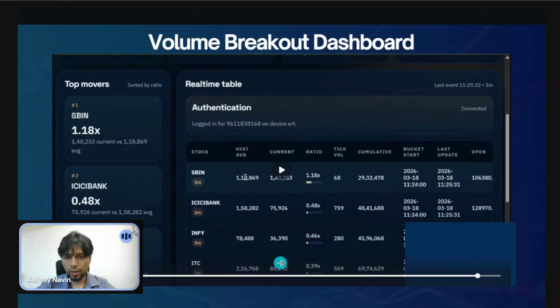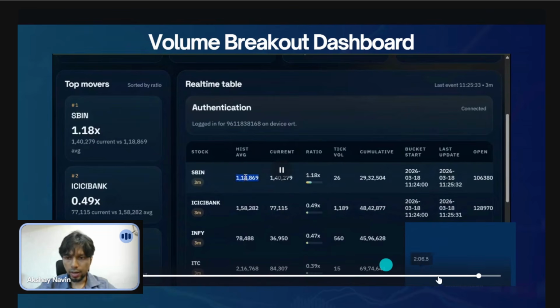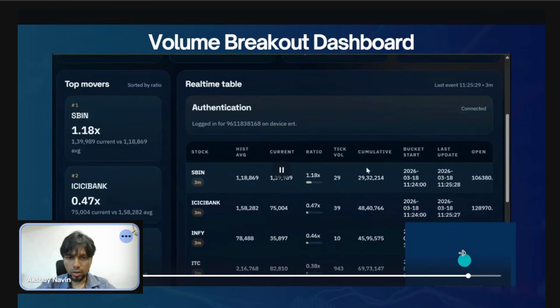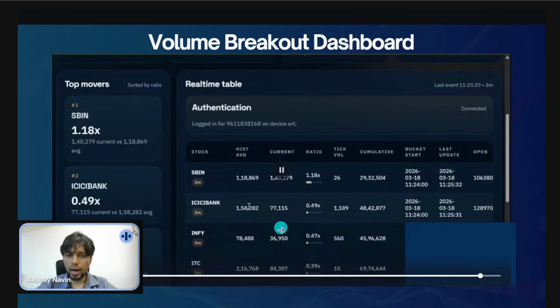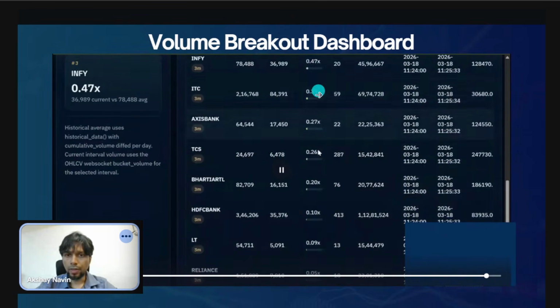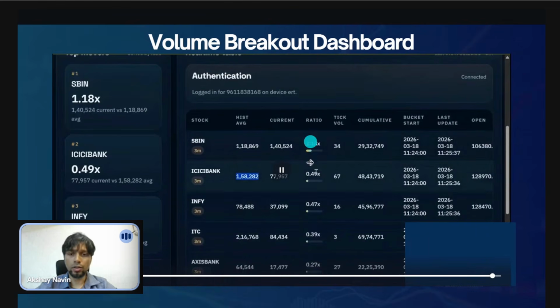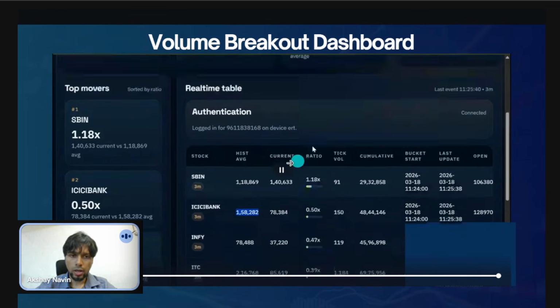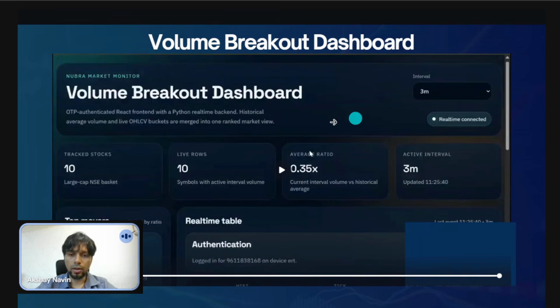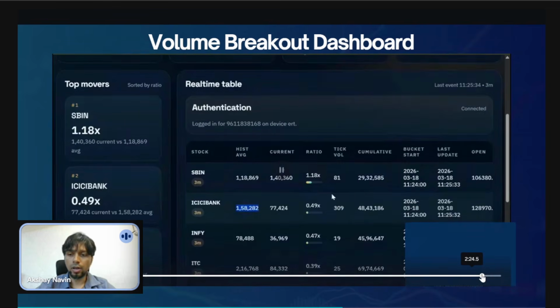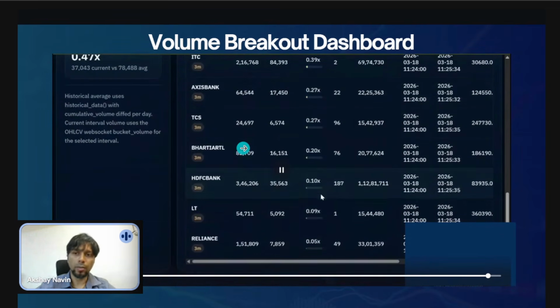The current volume you can see here is changing every second. So I'll just show it here. You can see the current volume is changing. This is a live 3-minute candlestick being built here, volume. And then you have the ratio to get the breakout for which stock is breaking out when. So this SBI is just breaking out a little bit over the historical 3-minute candles. And this historical is done for the last 5 minutes.